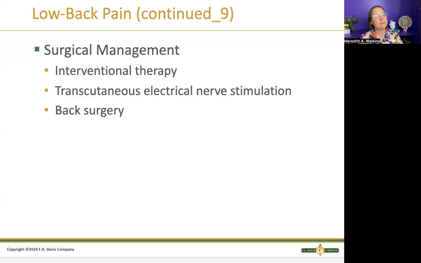Now, when it comes to the spine, you have to have a specialist who knows what they're doing because we're talking about nerves and spinal cord injuries, and you have to be really careful on how these patients are managed. There are some interventional therapies that neurosurgeons and spinal cord specialists can do. These include nerve blocks with local anesthetics, steroids, and narcotics that are directly injected into the affected area.